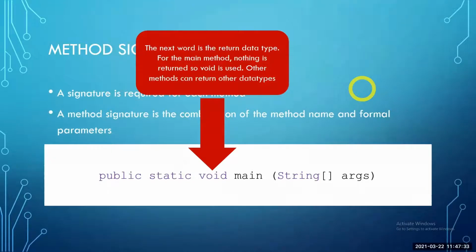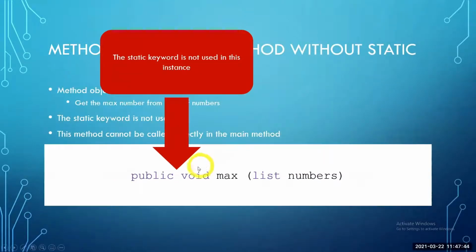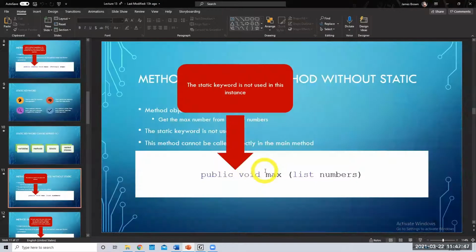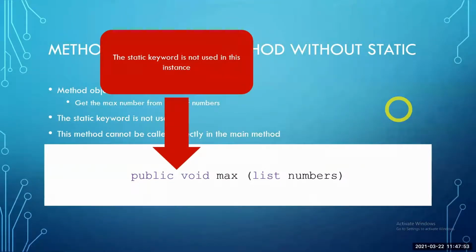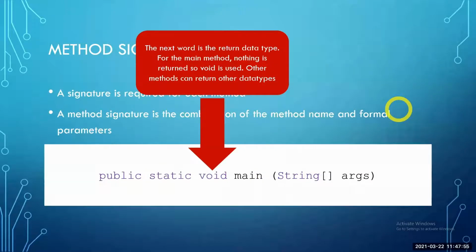The next keyword is your return type. So your return type is whatever your method is returning. So if I go back, public void max, and actually this should be something else, but void means you're not returning anything. But if I have a list of numbers, right, I would return the biggest number. So my return type would be an integer or a double. Sometimes it's a string or other different types of variables, data types. The main method doesn't return anything, so we use void.